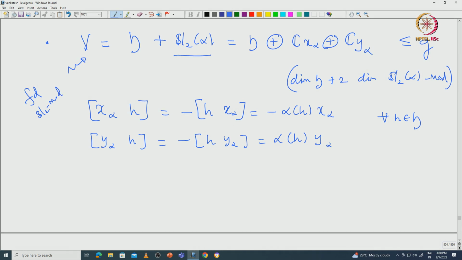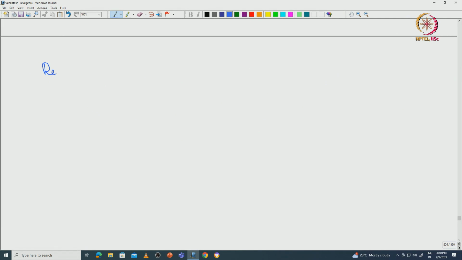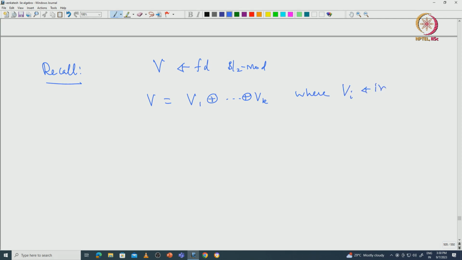So, now in any given finite dimensional SL2 module, using Weyl's complete reducibility, we can see that any finite dimensional module can be written as a direct sum of irreducible modules. So, in particular, recall the following important fact from SL2 representation theory. If V is a finite dimensional SL2 module and you write it as a direct sum V1, etc., Vk, where each Vi is irreducible.